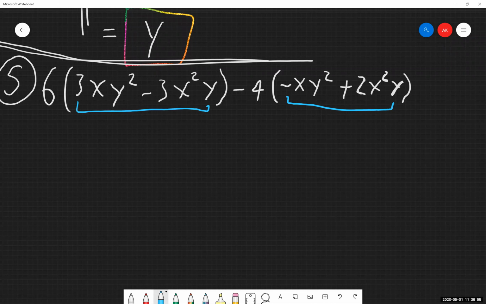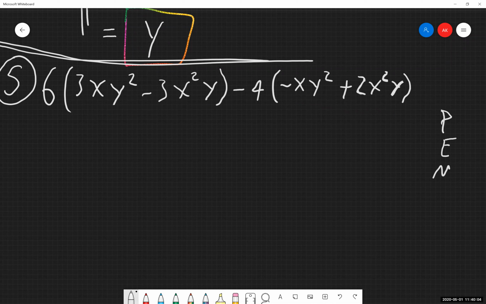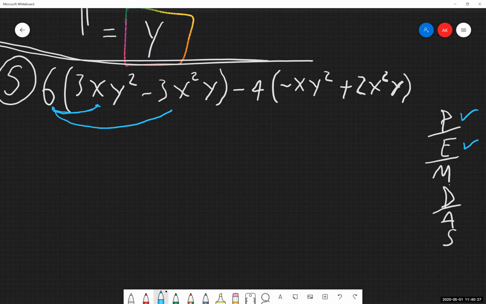So if we're using PEMDAS for ourselves, which I think now I've got space to write in here, just off to the side. In terms of following PEMDAS, I cannot do anything else inside of the parentheses. Exponents, I don't have any other exponents I can work with. Multiplication or division, I can do that. I'm going to apply the distributive property. The 6 is multiplying through to every single term. The -4 is multiplying through to every single term.